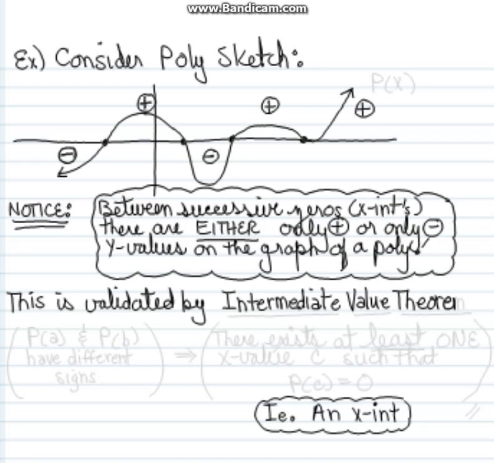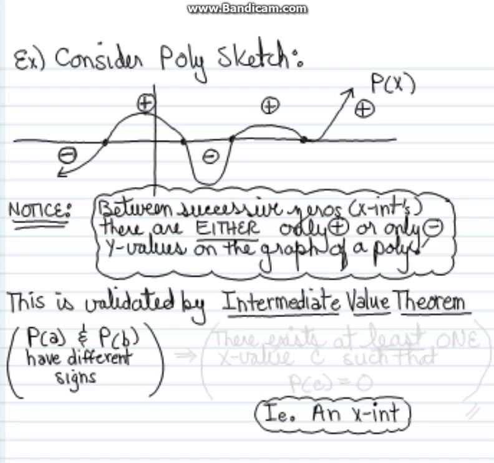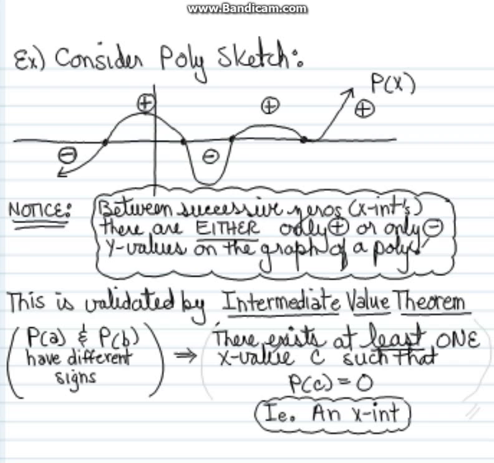The intermediate value theorem says basically if the y values p of a and p of b, where p of x is our polynomial, if the y values p of a and p of b have different signs in that situation, that implies that there has to exist at least one x value, x equals c, such that p of c is equal to 0. In other words, you're going to have to cross the x-axis someplace because a polynomial is a smooth, continuous curve.